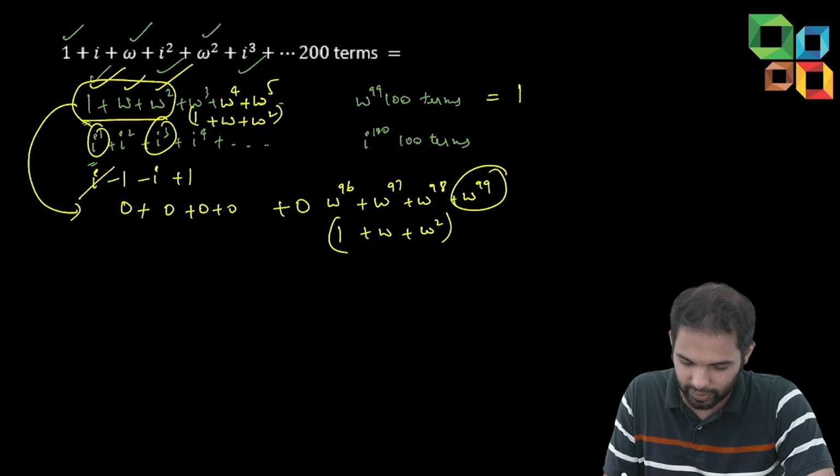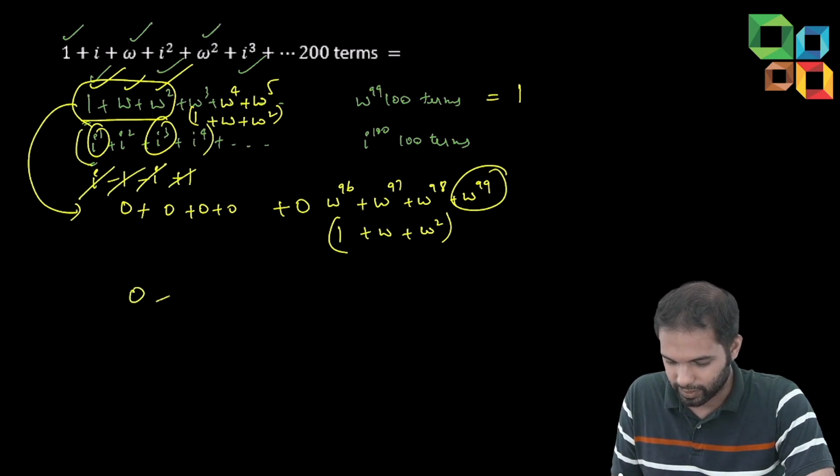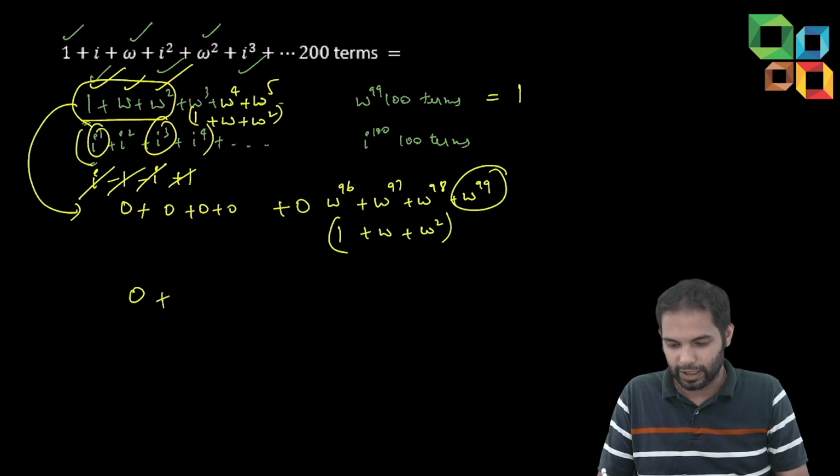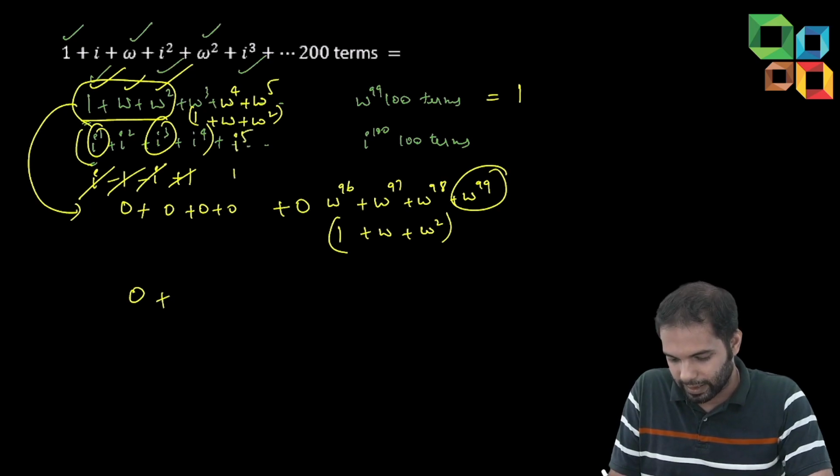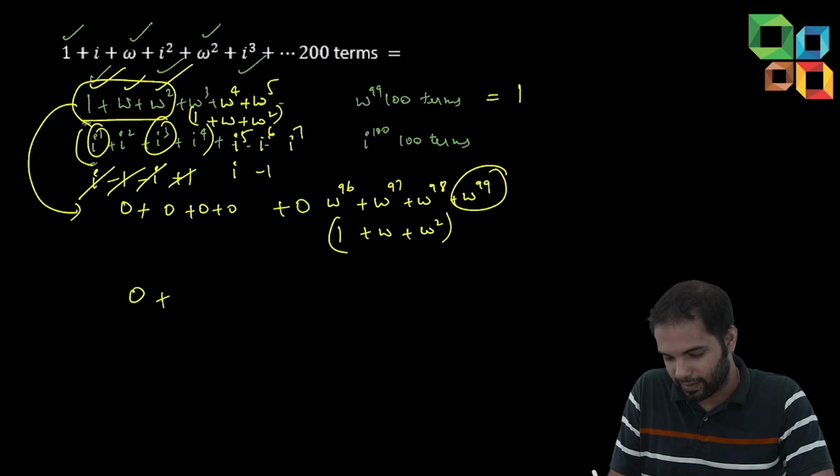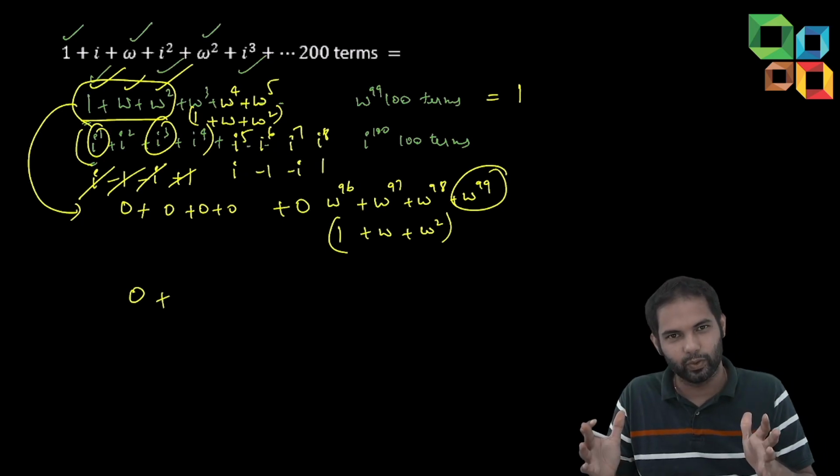Can you see this is also equal to 0? So if I combine 4 of the terms, again I'm getting 0. Next 4 is 0. Because i to the power 5 is nothing but i, i to the power 6 is nothing but minus 1, i to the power 7 is nothing but minus i, i to the power 8 will be 1. So again, next 4 terms.